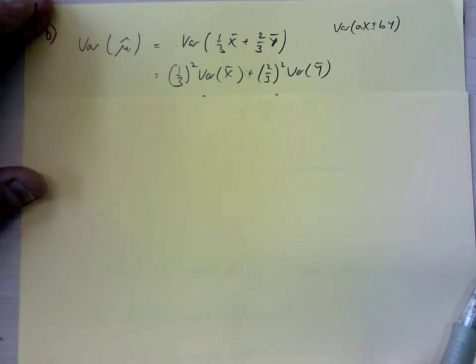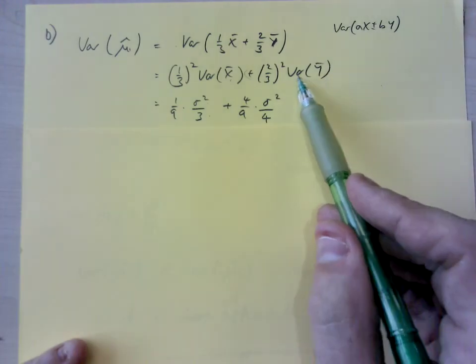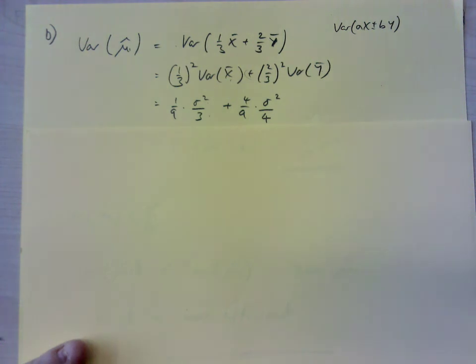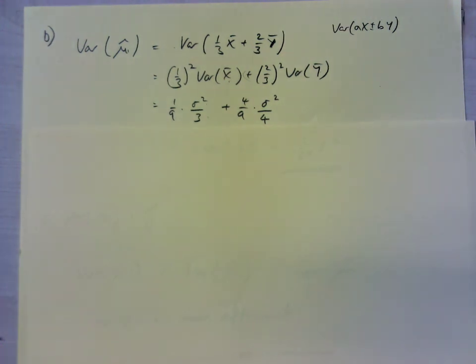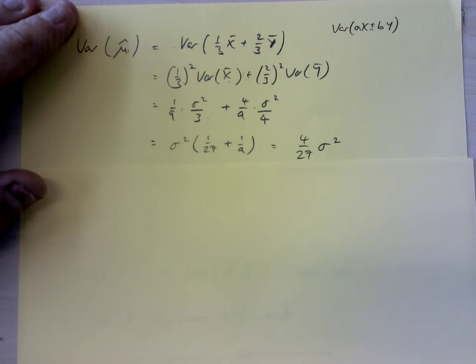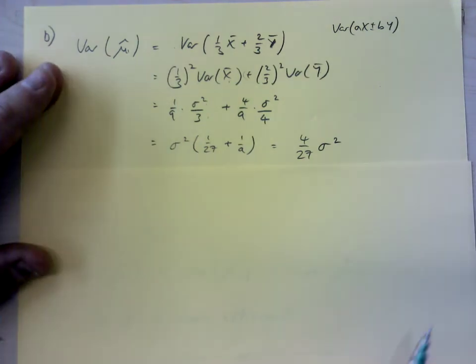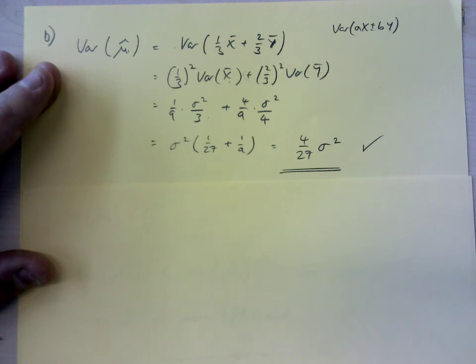I jotted down at the start of the question that the variance of x bar was sigma squared on 3, and the variance of y bar sigma squared on 4, so I've got that. So now it's just a case of tidying up that little bit of arithmetic. I can factor out sigma squared, and I think if my arithmetic is okay, that comes out to be 4/27 of sigma squared.